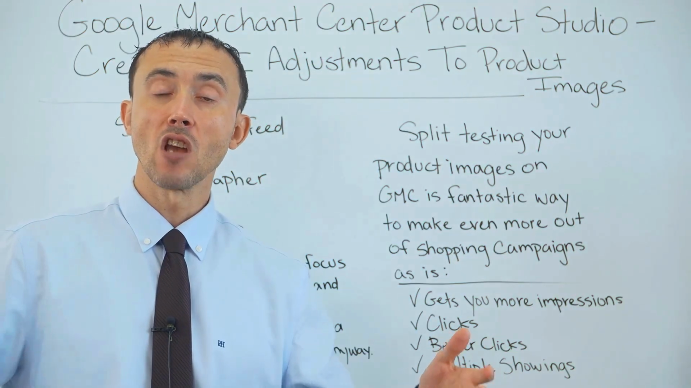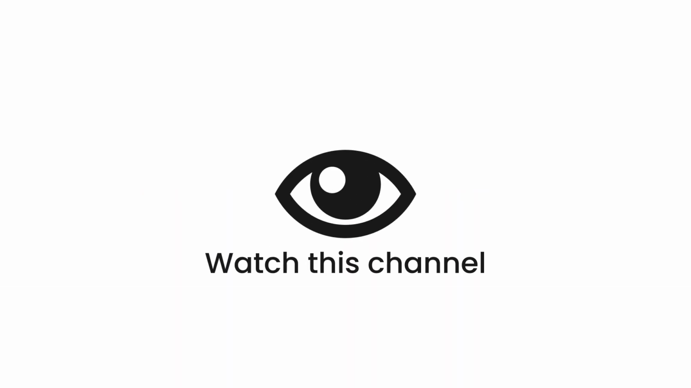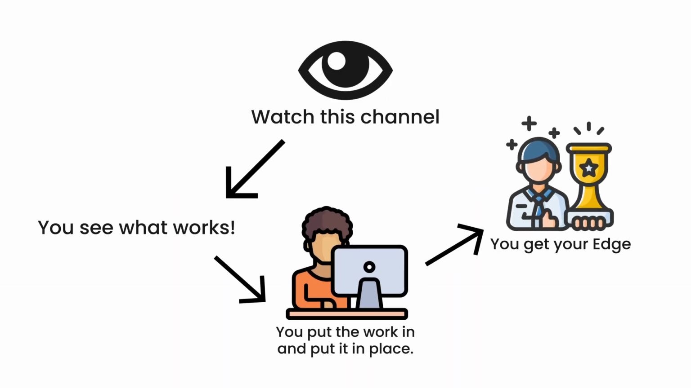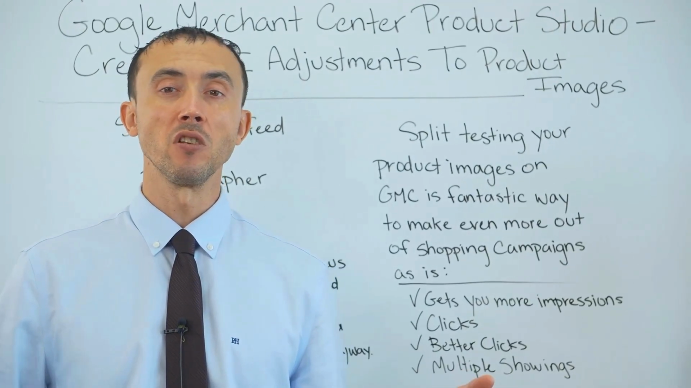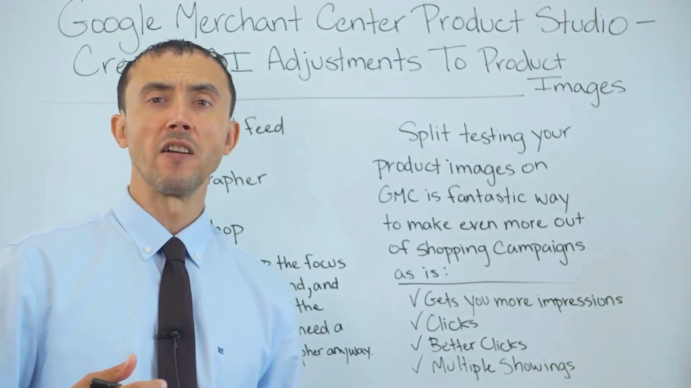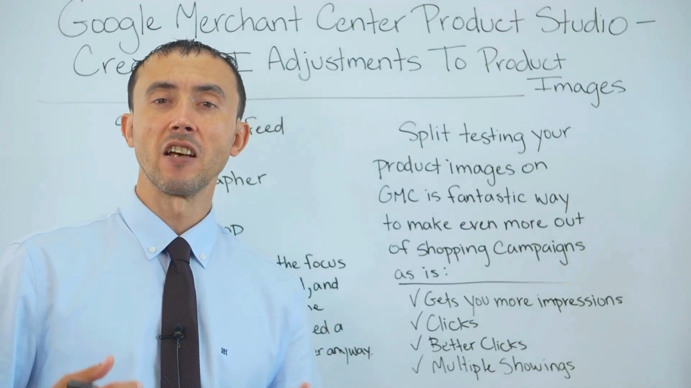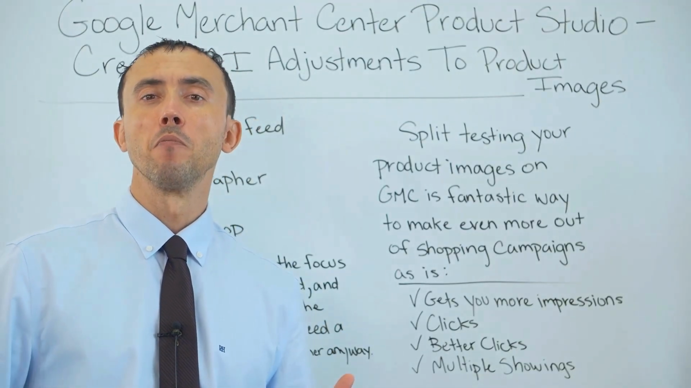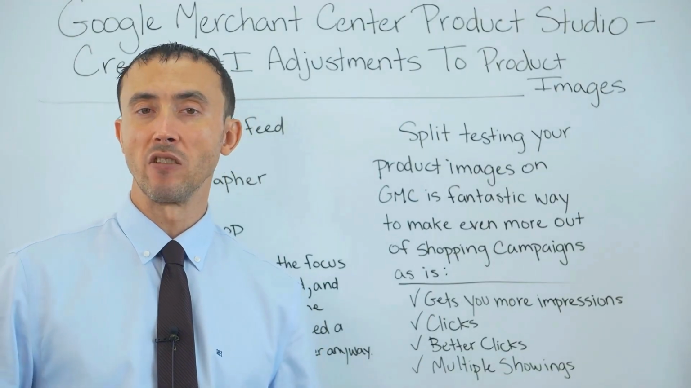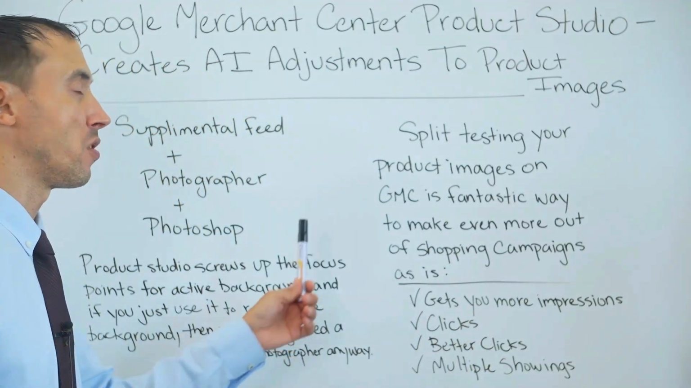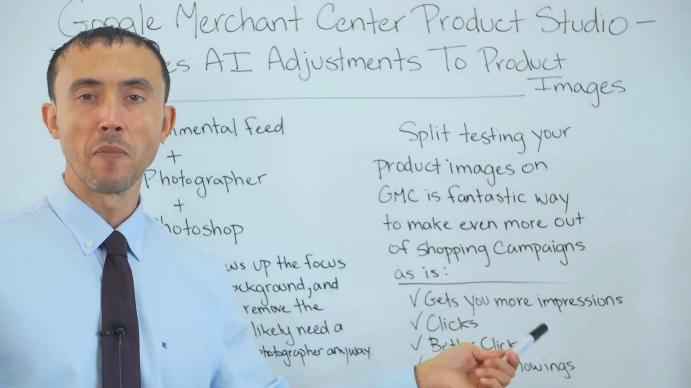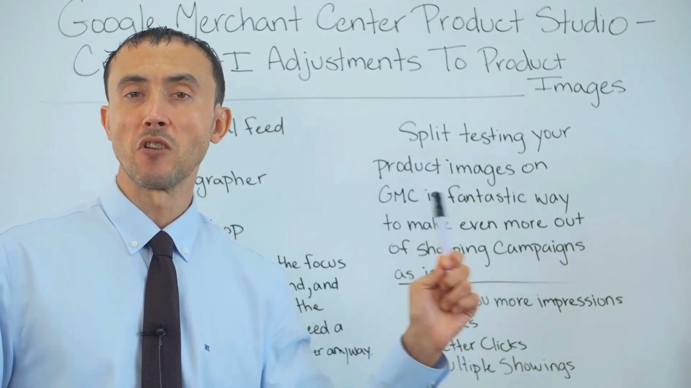The edge, generally speaking, is you watch this channel, you see what works, you put the work in to put it in place, you get your edge. It's really simple. Using software to get around it isn't the answer, mainly because, not that the premise of it can't work hypothetically, but it just does such a poor job compared to what you can do manually. So I'll go into detail on what you can do, what Product Studio is doing, why you shouldn't use it, and what your better alternatives are that are going to get you much more results.